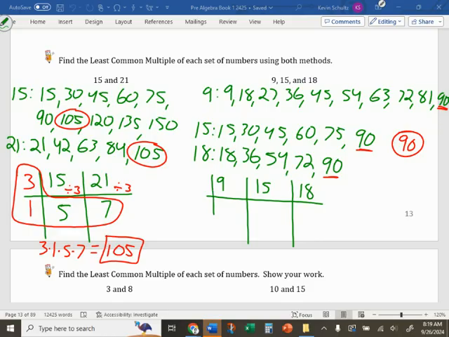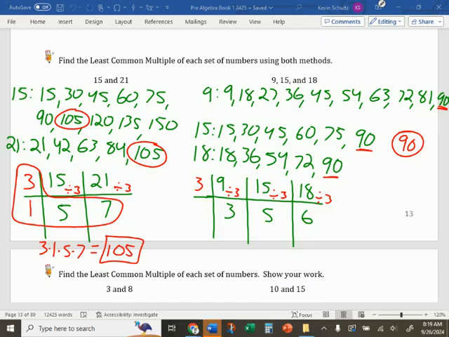Okay? And what goes into 9, 15, and 18? 3 does. So we're going to start there. 9 divided by 3, 15 divided by 3, 18 divided by 3. We get 3, we get 5, we get 6. Anything going into 3, 5, and 6? No, but 1.